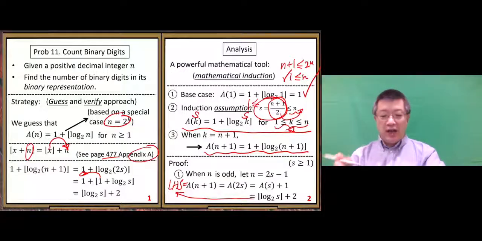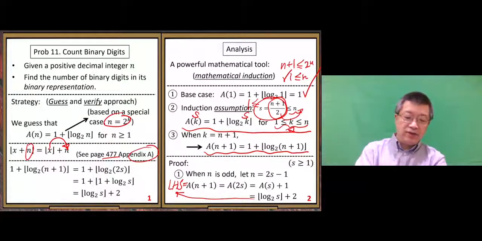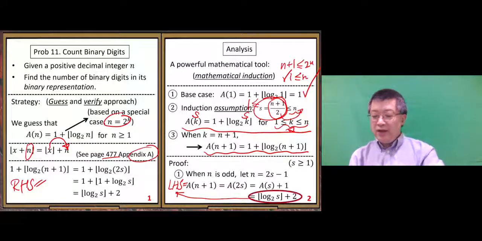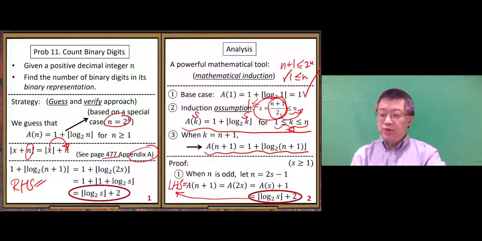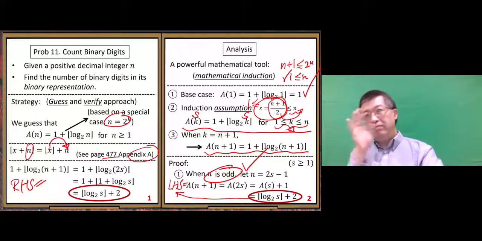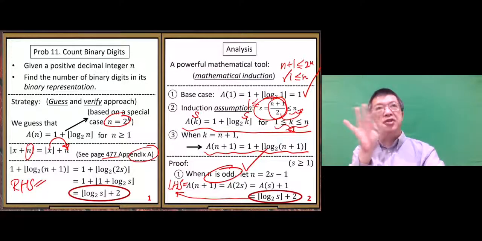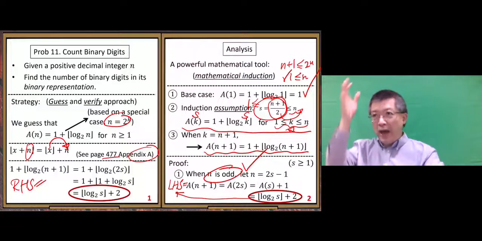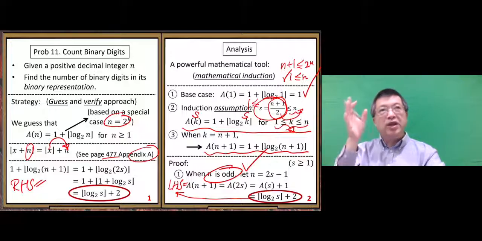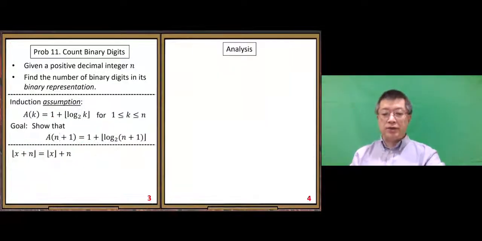So you can see after that, this is the right-hand side. Right-hand side equals this. When you compare the left-hand side expression and the right-hand side expression, they are exactly the same. So that means for n an odd number, we verify our guess is correct. But that's just one half. That is just the odd number case. Next, we need to do the even number case.